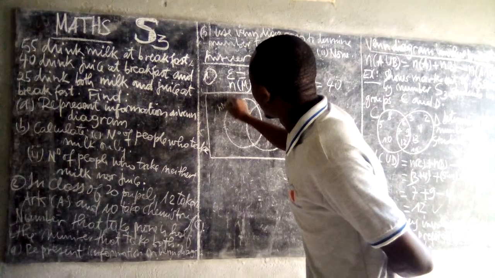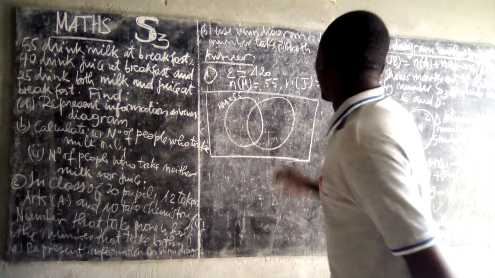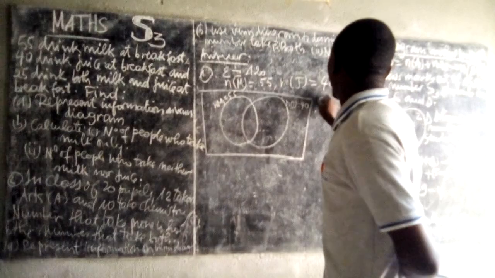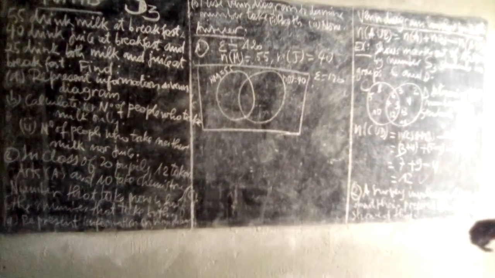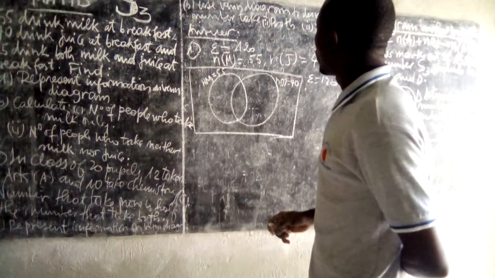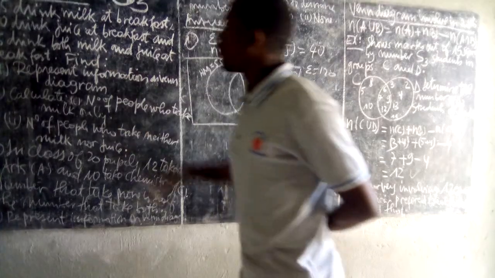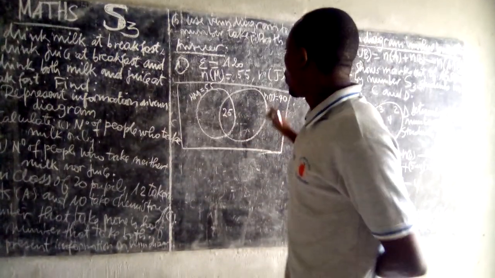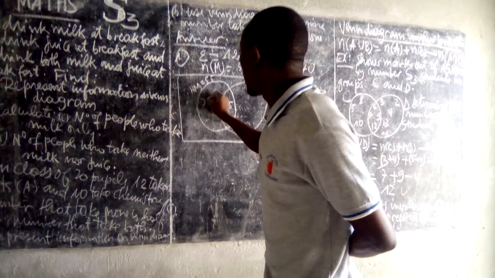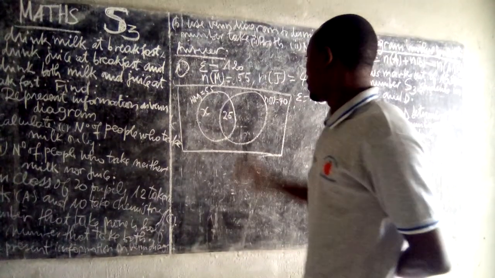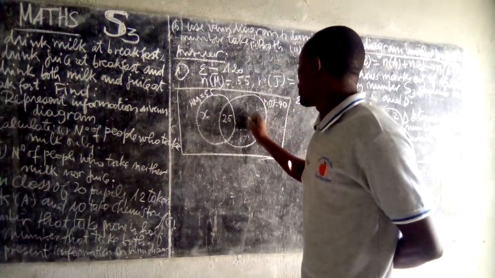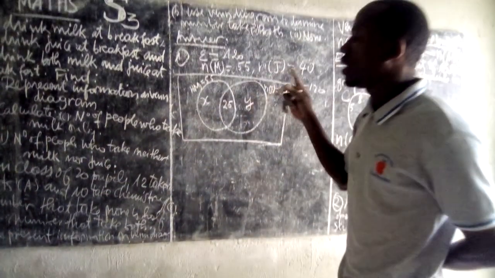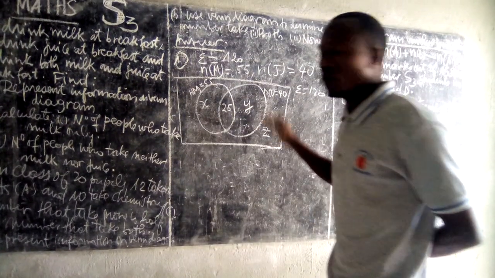This is N of milk equal to 55. This is N of juice equal to 40. And all set is 120. Then we are going to start with the intersection. 25 drink both milk and juice. But the people who take breakfast of milk only is unknown. Another is the people who take juice only is unknown. Remember that there are people who take neither milk nor juice. It means that is unknown again.